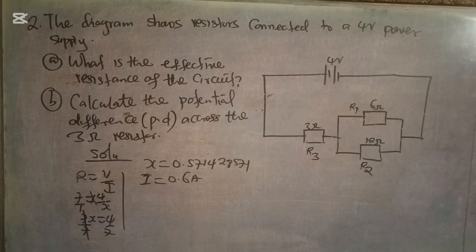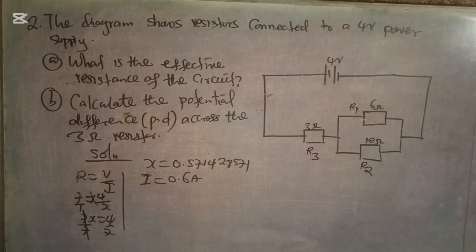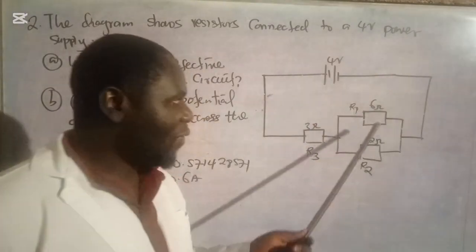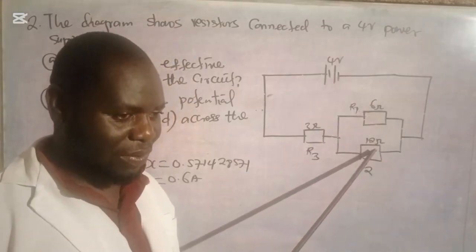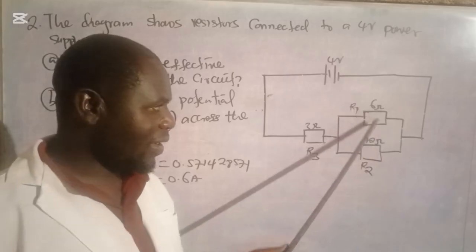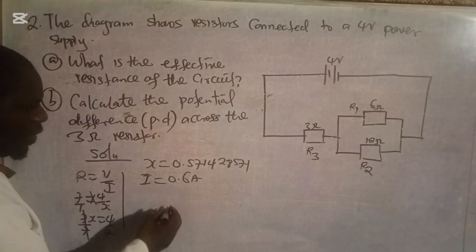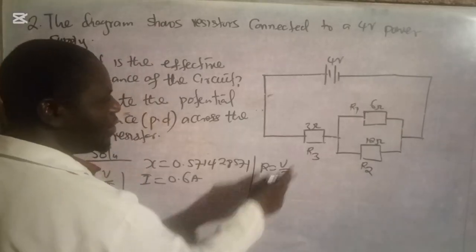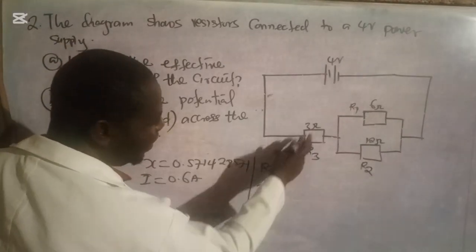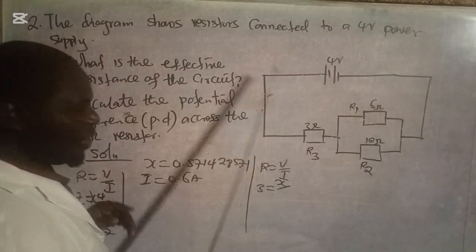Now, how do you find the voltage here? We know that the voltage here and here is the same. Clear? So we'll use this formula now. Resistance is equal to voltage over current. So resistance is 3, and the voltage we don't know. The current here is 0.6.